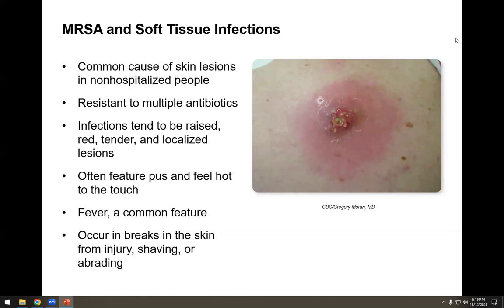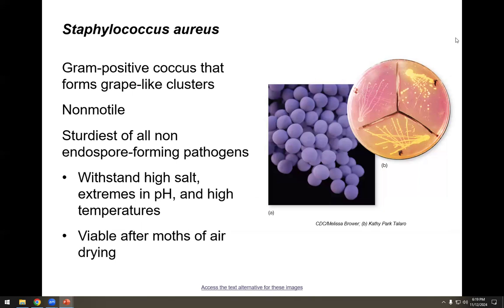All right, so we've already talked about MRSA. So moving on. We can identify staph typically by its shape being coccus, round. It is gram-positive and non-motile. It forms grape-like clusters, called staphylococci or aggregations, however you want to look at that, but definitely grape-like clusters.